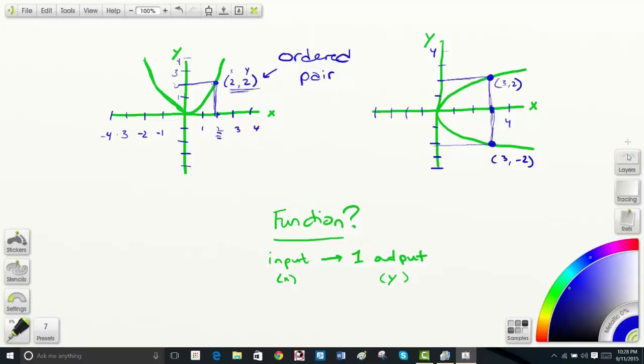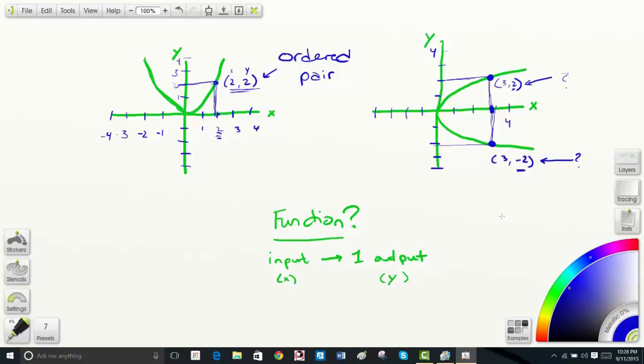On the other hand, in my second example over here, if I input the value of 3, I end up with a little bit of a conundrum. If the input is 3, do I say that the output is positive 2? Because remember the y, the second one, is our output. Or do I say that the output is negative 2? Which one do I say?